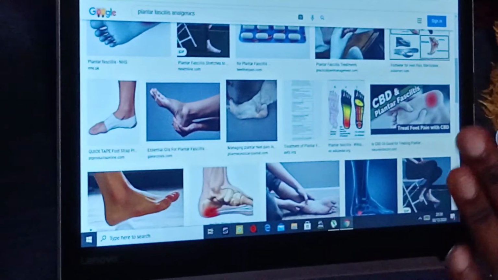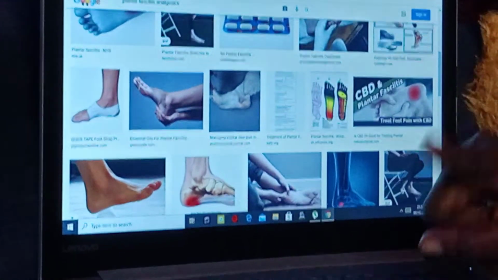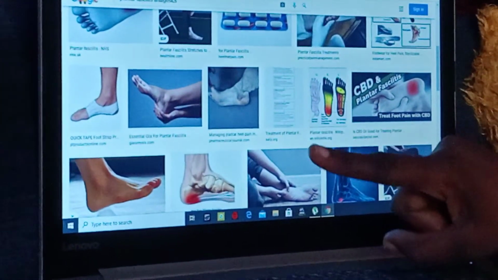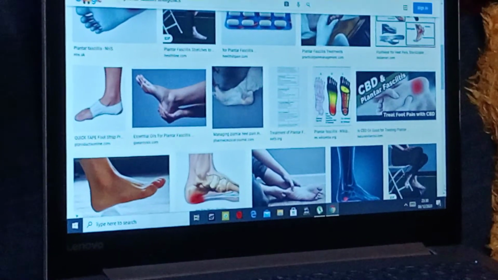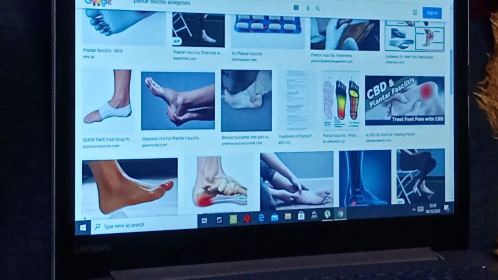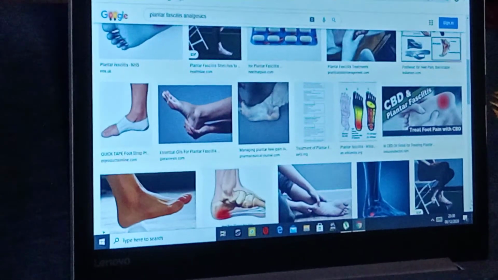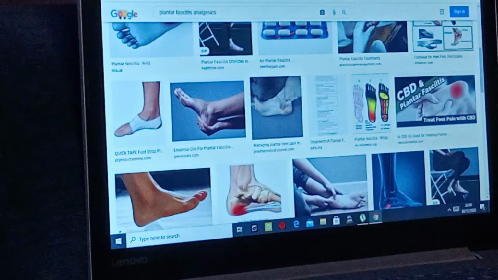And apart from using the therapy and then using the drug or the injection, it's advisable to always have comfortable shoes when walking, when doing your exercises, your gym days. Use comfortable shoes. So guys, just about that.